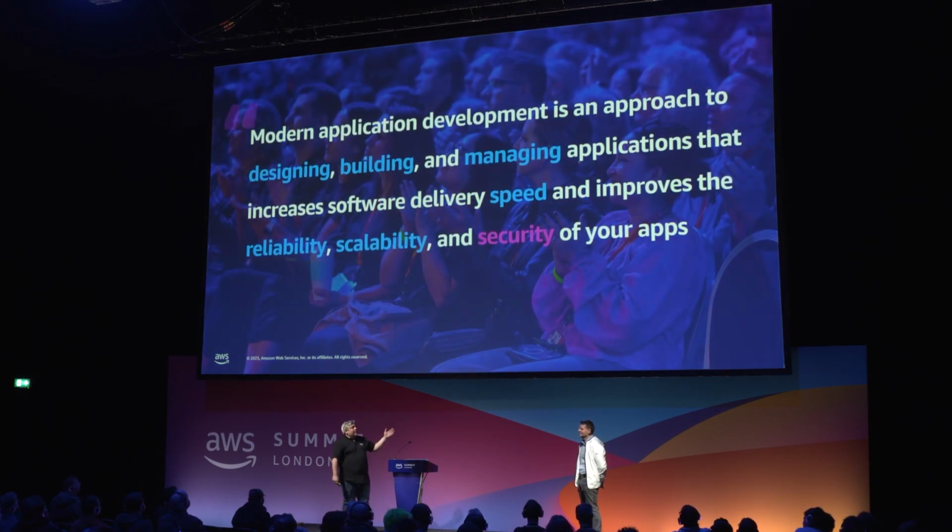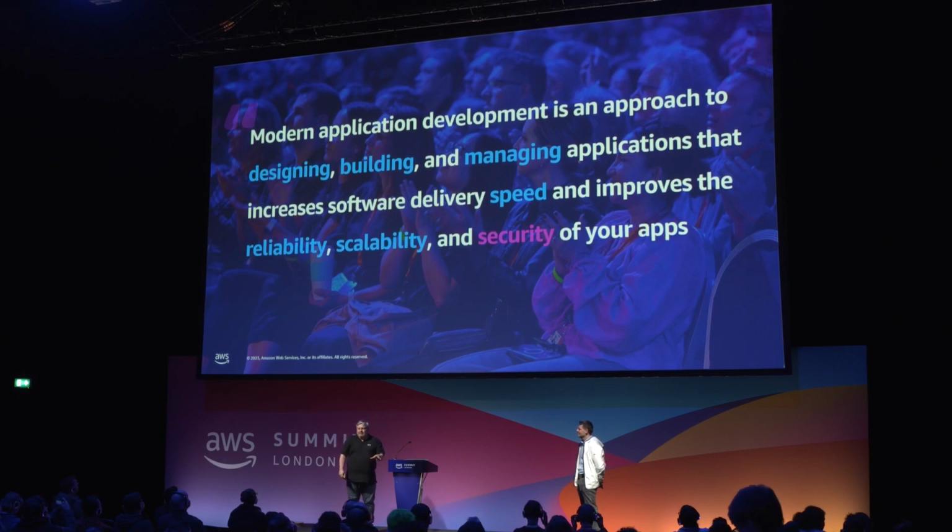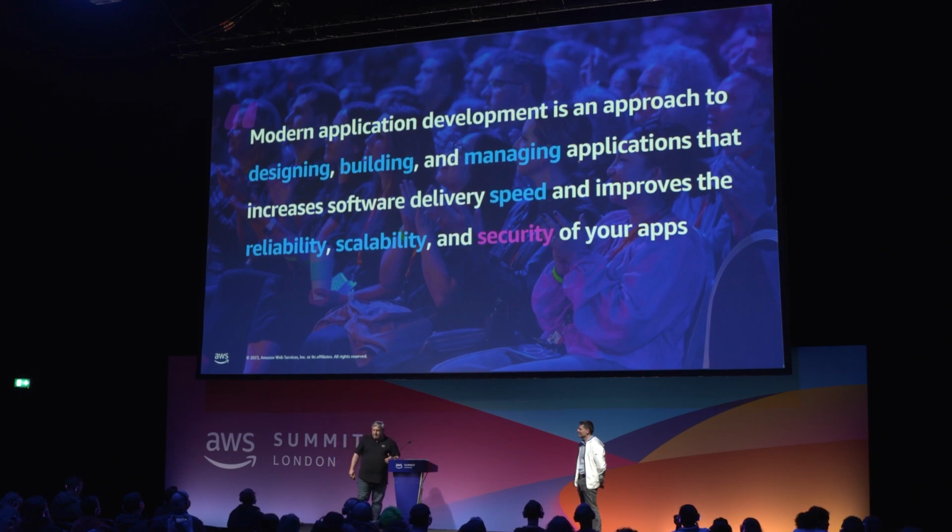So, I'm going to give you here a definition of modern application development. Now, I don't love this definition because I don't think any of us, even old people in the room like me, started out writing legacy applications. We all thought we were writing a modern application at the time we were doing it, even when we were then running it on the mainframe 30 years ago. So the definition we're going to use today, though, is thinking about modern application development as an approach to designing, building, and managing the applications. And the purpose of this is increasing our delivery speed and improving the reliability, the scalability, and most importantly, for what we're going to focus on today, the security of our apps.